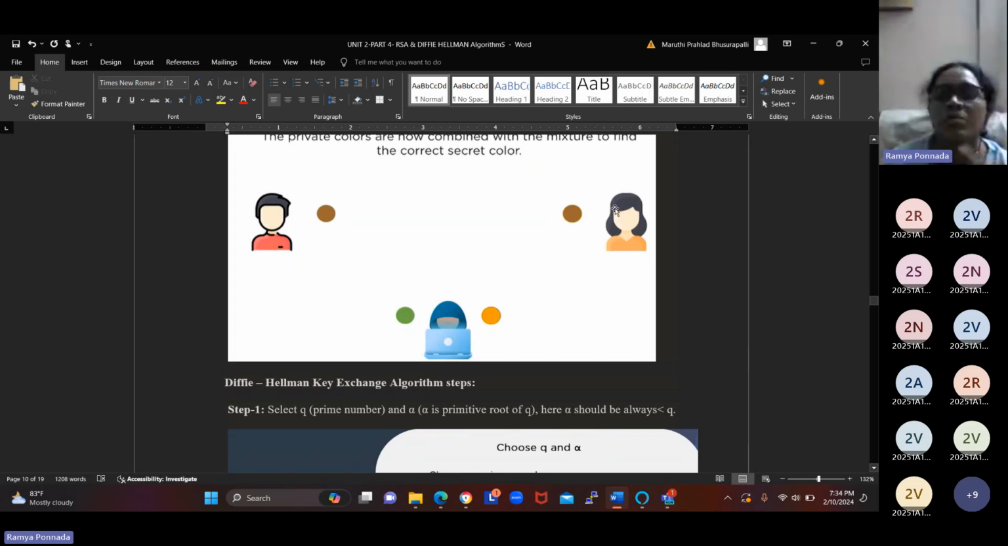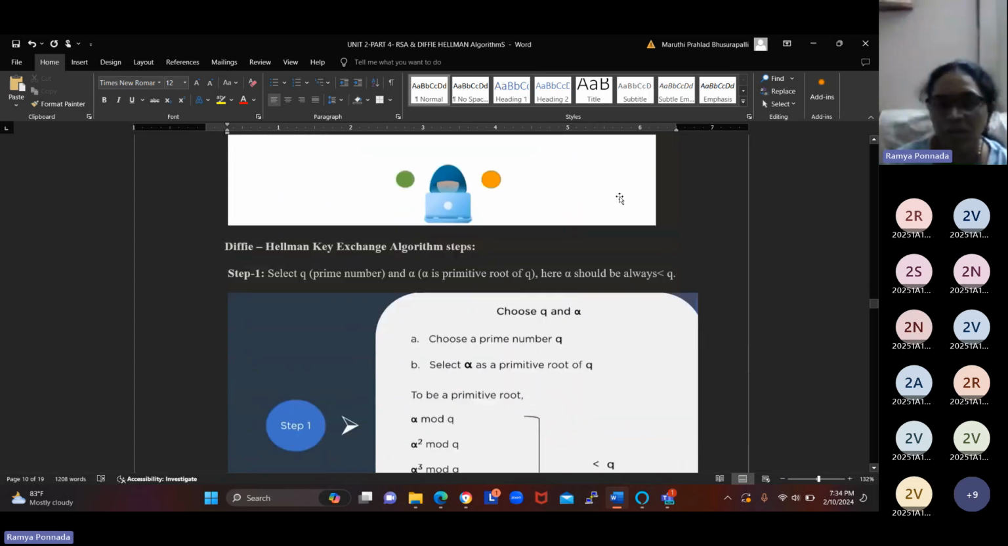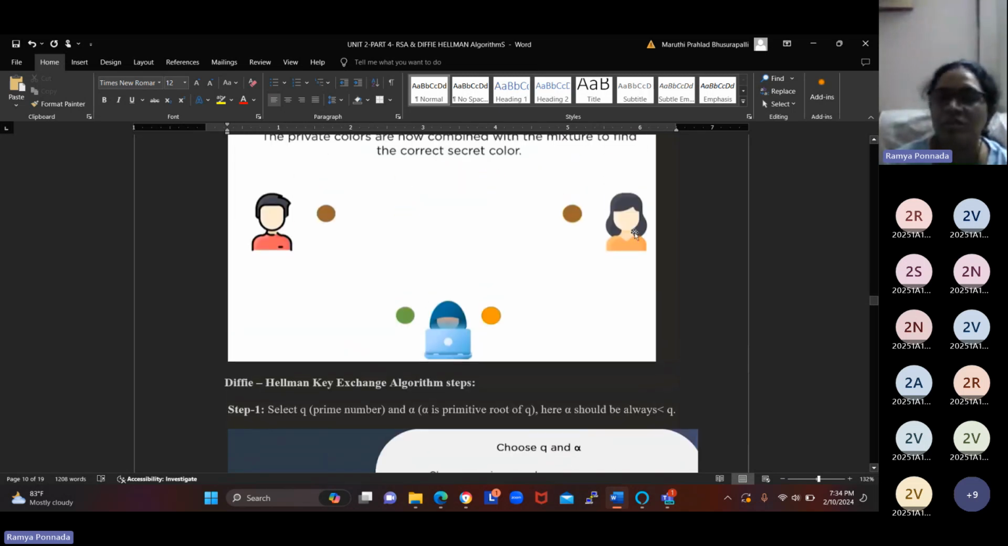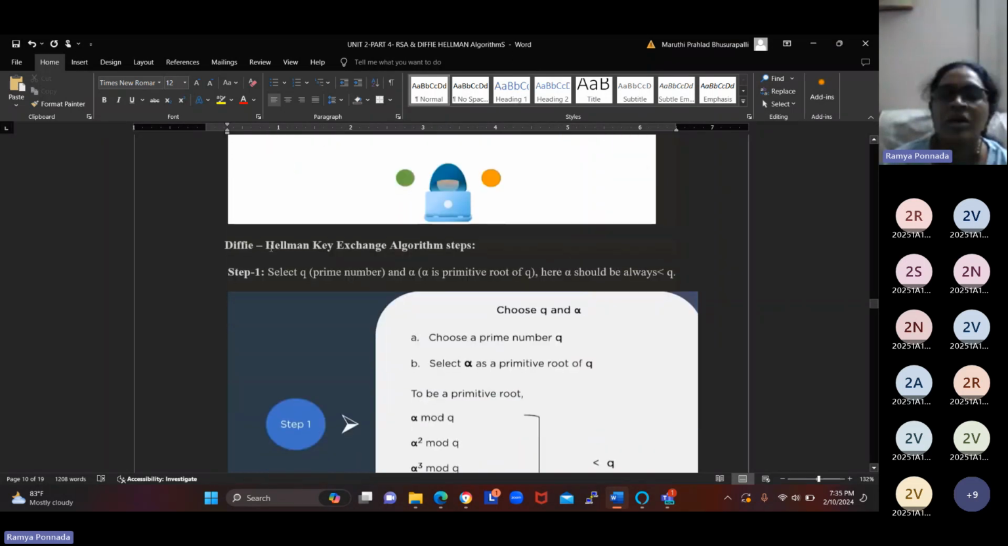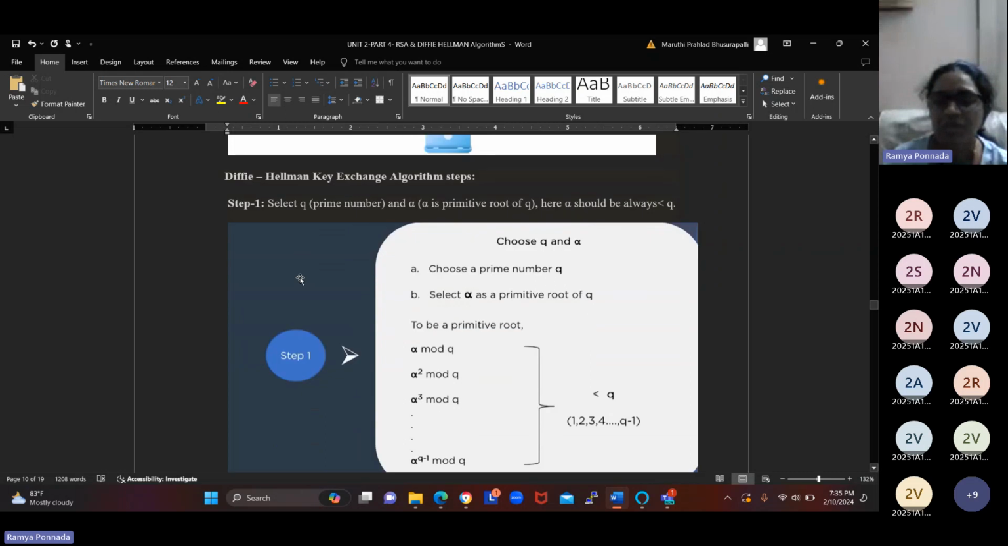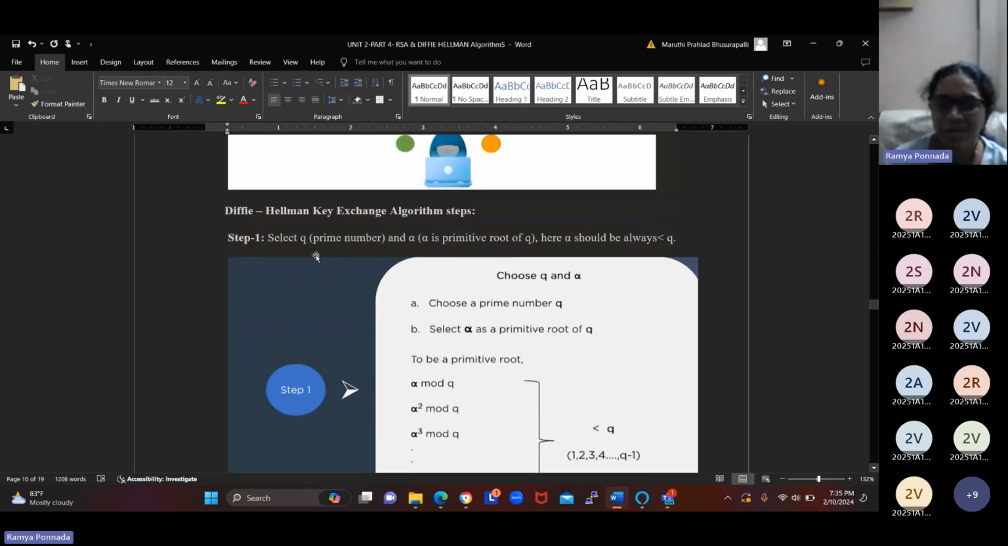Even through an insecure channel, you want to protect the key you are exchanging between the sender and the receiver. So this is the Diffie-Hellman key exchange algorithm. Here you have the steps, so let us solve it mathematically.